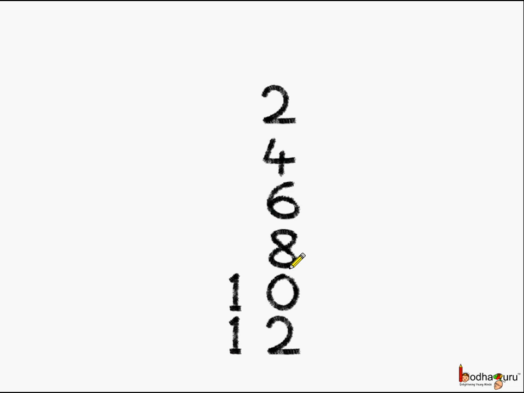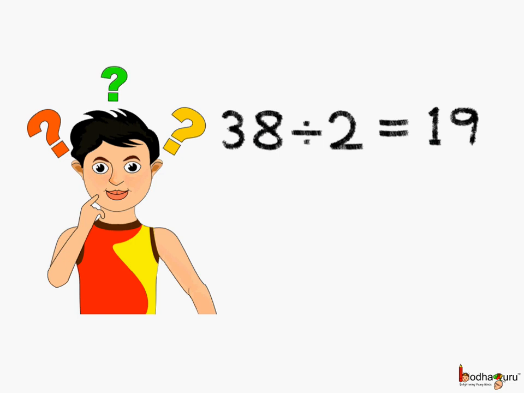And if we see the table of 2, then this is what we get: 2, 4, 6, 8, 10, 12. Do we see a pattern here? Yes, there is a pattern. If we check the ones place, the digit could be 2, 4, 6, 8 or 0. In short, the digit at ones place should be an even number or 0. And now he understood why 38 is divisible by 2, because the ones place has digit 8, which is an even number.